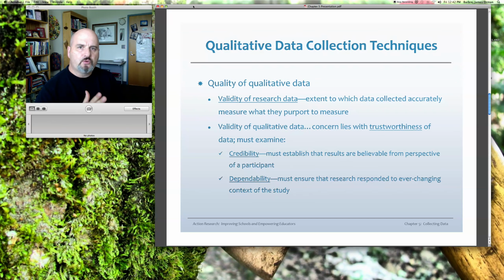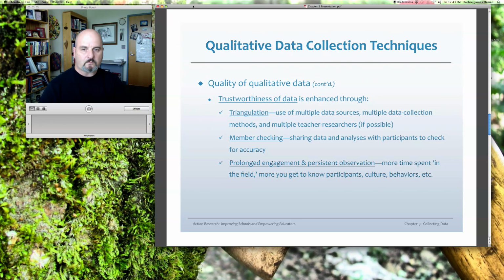Looking at, you see down below, credibility and dependability. You have to make sure that the kind of data that you're collecting and analyzing is a true representation of the intention and the meaning behind what a person says, what a person writes, etc. And one of the ways that you can do this is by something called member checking and peer debriefing, which we'll get to a little bit later.